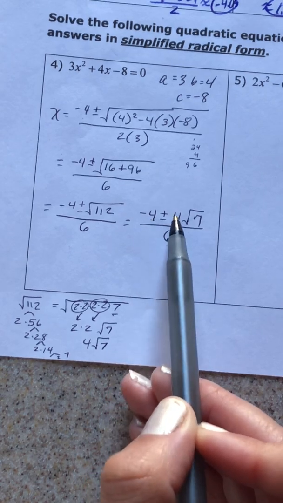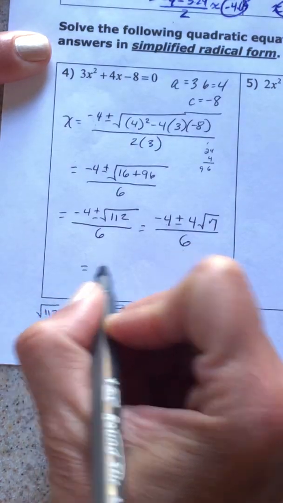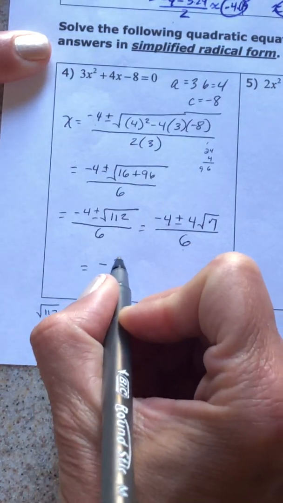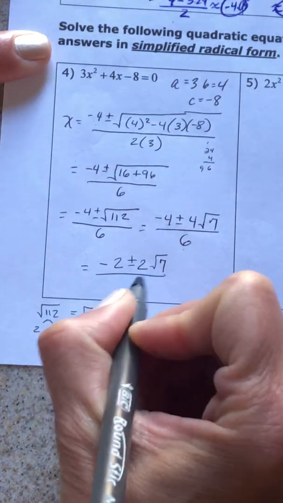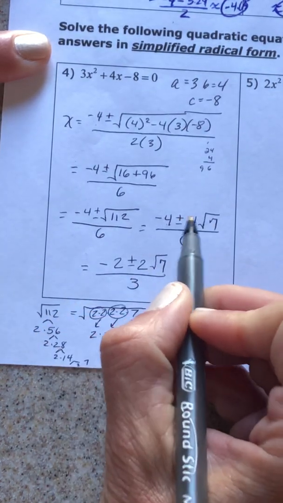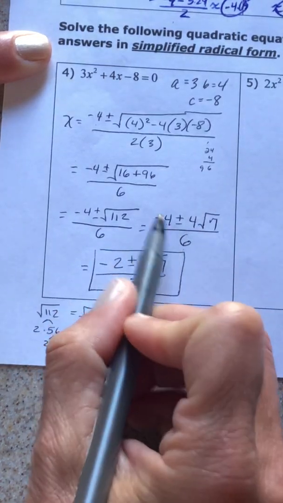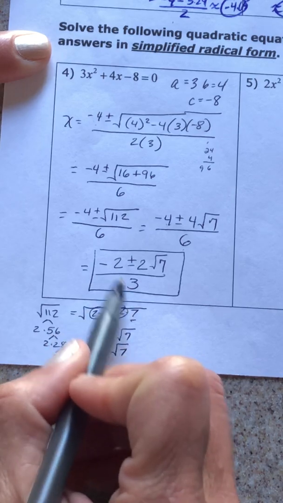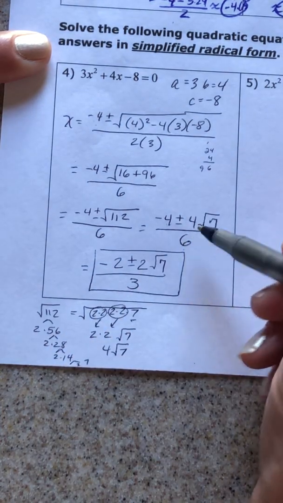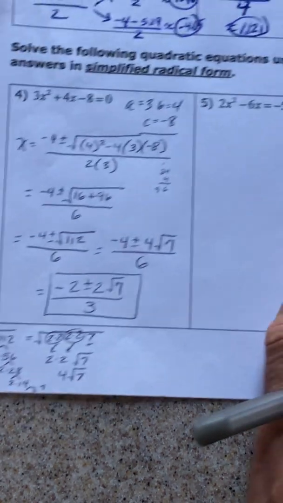So 4, 4, and 6, they all have a 2 that can come out of it. So my final answer is negative 2 plus or minus 2 radical 7 over 3. Took a 2 out of there, took a 2 out of there, took a 2 out of there. If you think about it, 4/6 simplifies to 2/3. Let's try the next one in our notes.